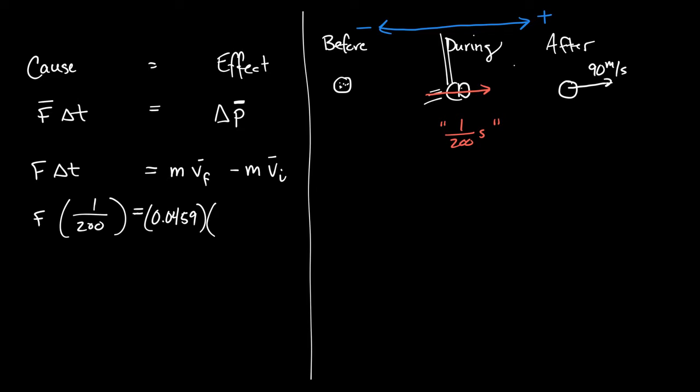But anyways, I factored out the mass, leaving me with V final, which is positive 90, minus V initial, which is 0. The ball is at rest before the club hit it.